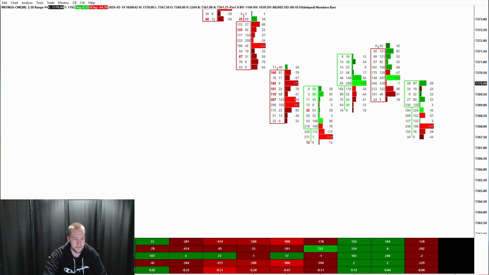So now we have a basic reason why we even want to look at the footprint chart, because it shows us the details inside the candlesticks. Okay.